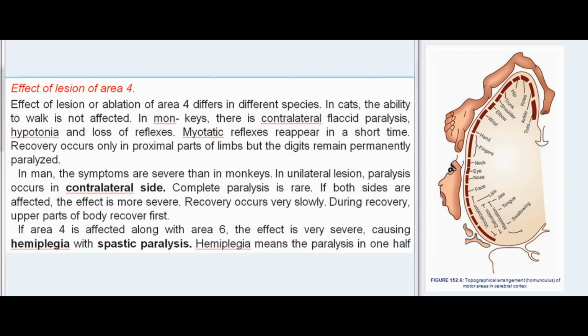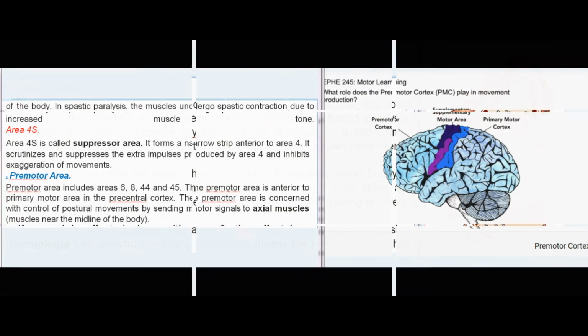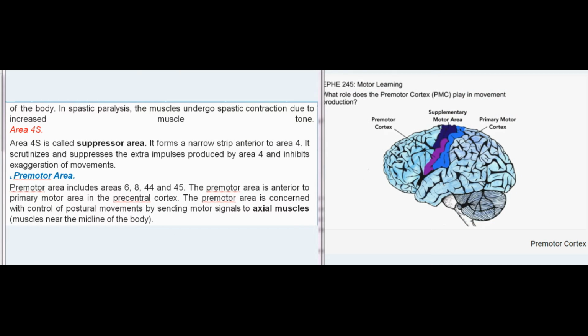In unilateral lesion, paralysis occurs in contralateral side. Complete paralysis is rare. If both sides are affected, the effect is more severe. Recovery occurs very slowly. During recovery, upper parts of body recover first. If area 4 is affected along with area 6, the effect is very severe, causing hemiplegia with spastic paralysis. Hemiplegia means the paralysis in one half of the body. In spastic paralysis, the muscles undergo spastic contraction due to increased muscle tone.